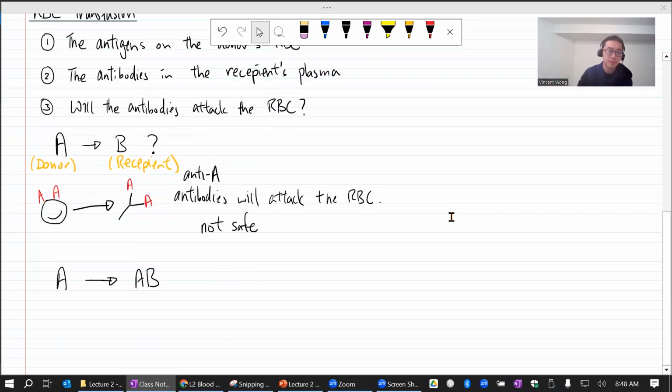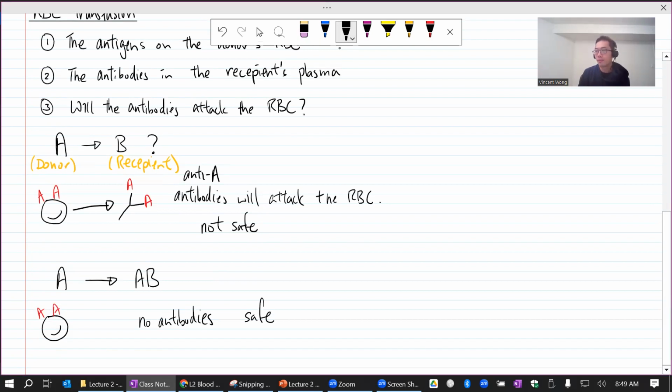Well, let's find out. The antigen on the donor is A. What kind of antibody does an AB person have? If a person is AB, they shouldn't be making anti-A or anti-B, right? It's none, because otherwise they would end up attacking themselves. You only make antibodies for things you do not have in the body. So, no antibodies. That's why this is okay. You can give them A blood. No antibody will react, so this is safe.